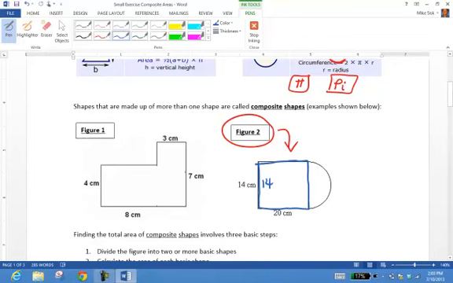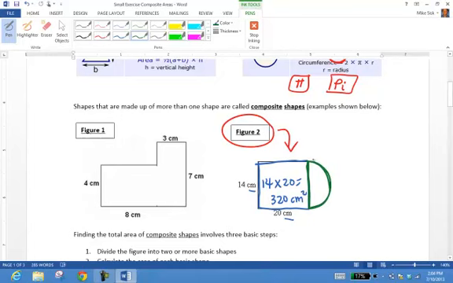14 tall, 14 length, times 20. That's going to be 320 square centimeters, because I'm multiplying centimeters times centimeters, so they're square units, 2 dimensions. The trick becomes, oh my gosh, how in the world do I get this little half circle right here?